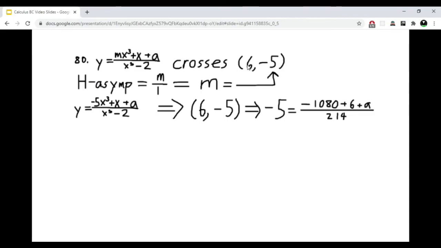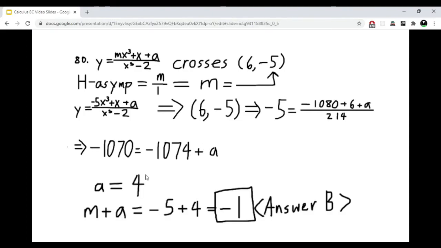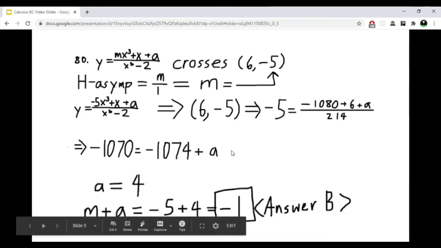Now, plugging in negative 5 for m gives us y equals negative 5x cubed plus x plus a over x cubed minus 2, and we plug in the given coordinate into it. We get negative 5 equals negative 1080 plus 6 plus a, all divided by 214. Now, if we do a little bit of simplification, you'll find that a equals 4, and as this problem asks us what m plus a is equal to, we get negative 5 plus 4, which is negative 1, which would be the B in the multiple choice.